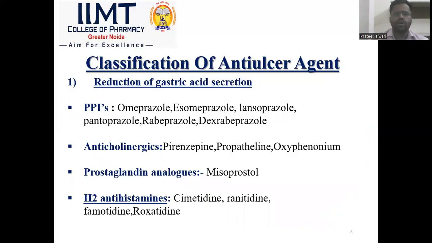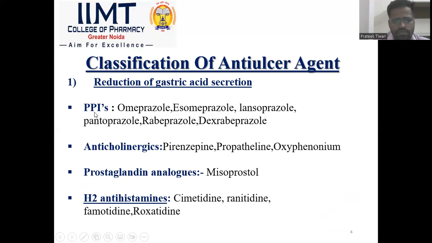Now we have to understand the classification of anti-ulcer drugs. There are different approaches used for the treatment of peptic ulcer. First one is reduction of gastric acid secretion. In this class we use four types of drugs: proton pump inhibitors, anticholinergic drugs, prostaglandin analogs, and H2 antihistamines.